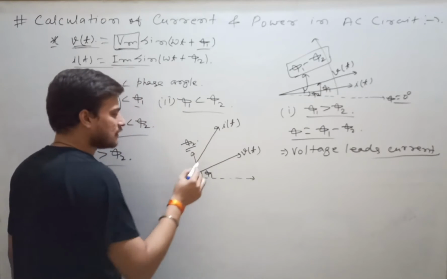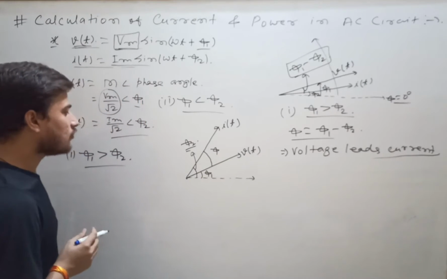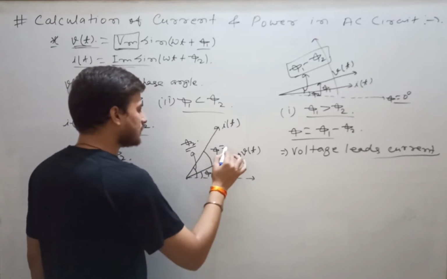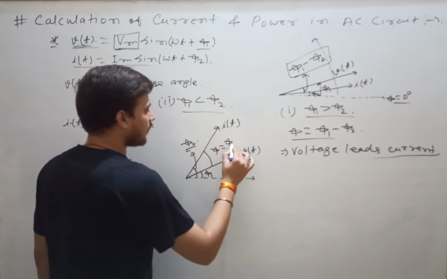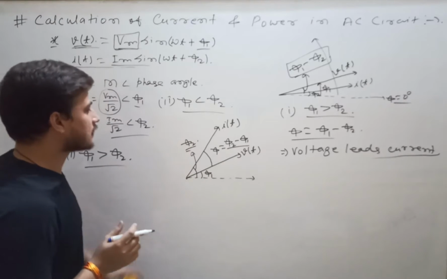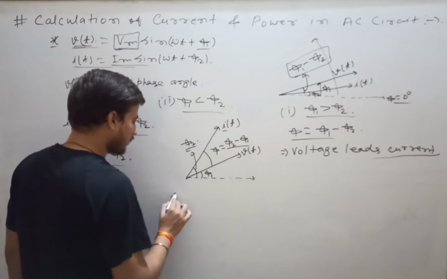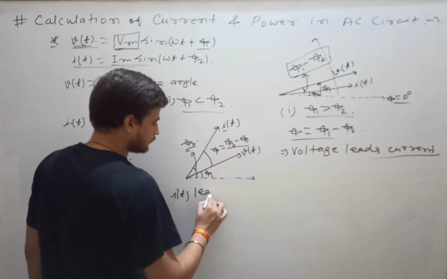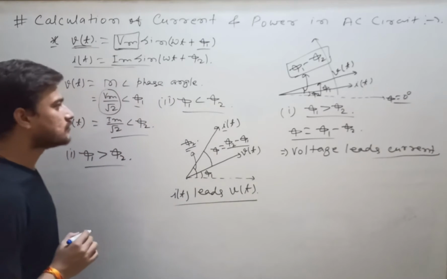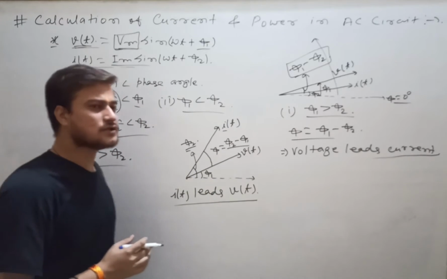So in this case, you are writing the phase difference between Vt and It. Here you see phi is equal to phi 2 minus phi 1. But if you see the overall condition, you see It is leading Vt. Here you see It leads Vt. So these are the phasor diagrams of voltage and current in these two conditions.